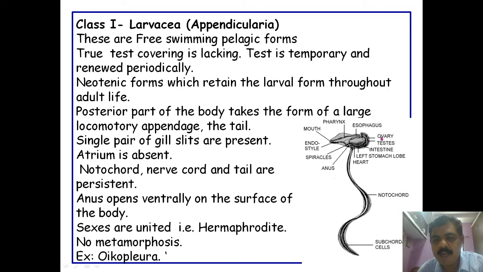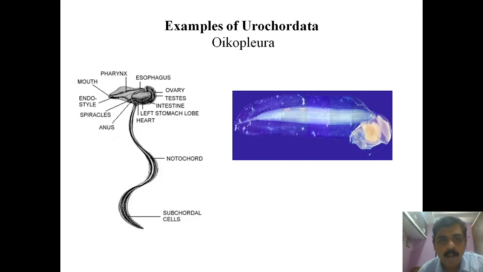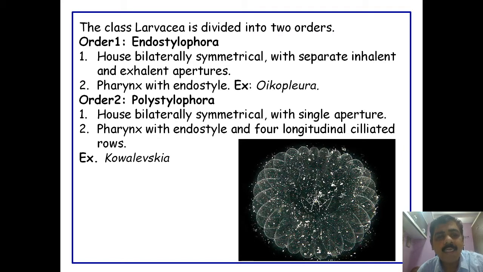The sexes are united, that is, both the reproductive structures, ovary as well as testes, are present within a single organism, which we call a hermaphrodite, and there is no metamorphosis. An example is Oikopleura. This is the Oikopleura, which is included under Urochordata and the first class, Larvacea. This class Larvacea is again divided into two orders.